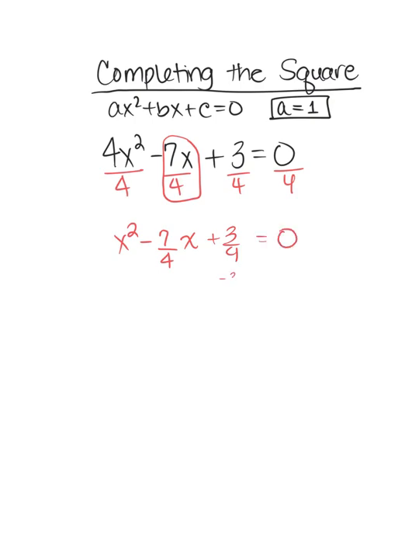Next, I'm going to subtract and move the constant term over. Sometimes I cross my 7s. I don't know why. Sometimes I do, sometimes I don't.